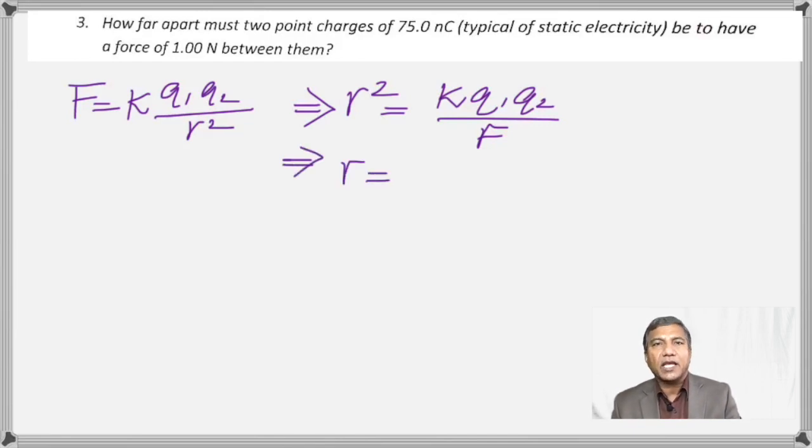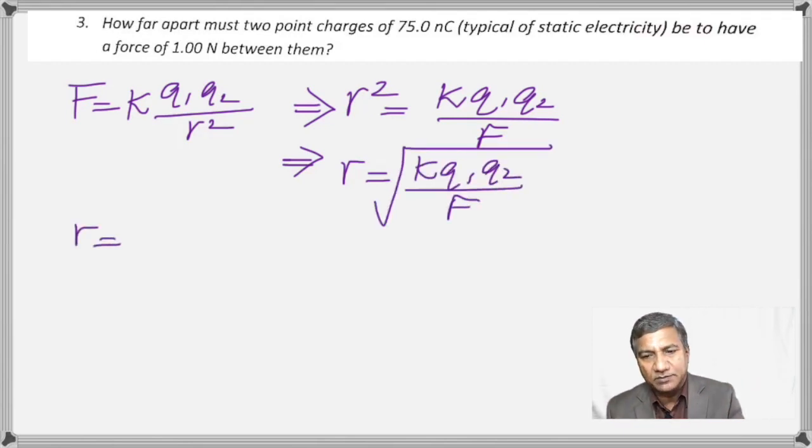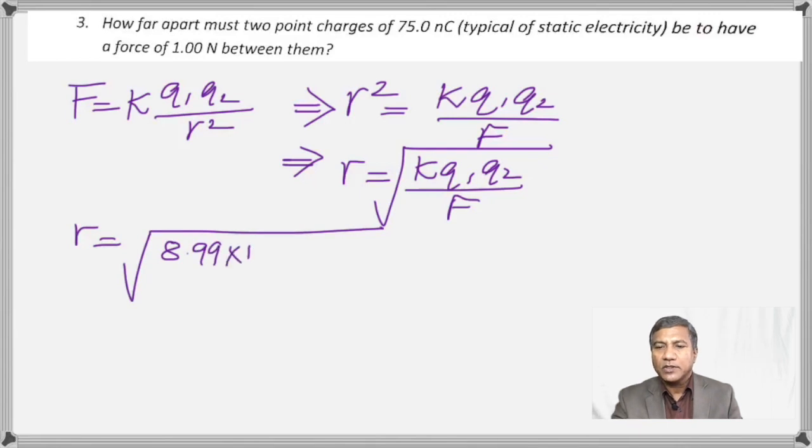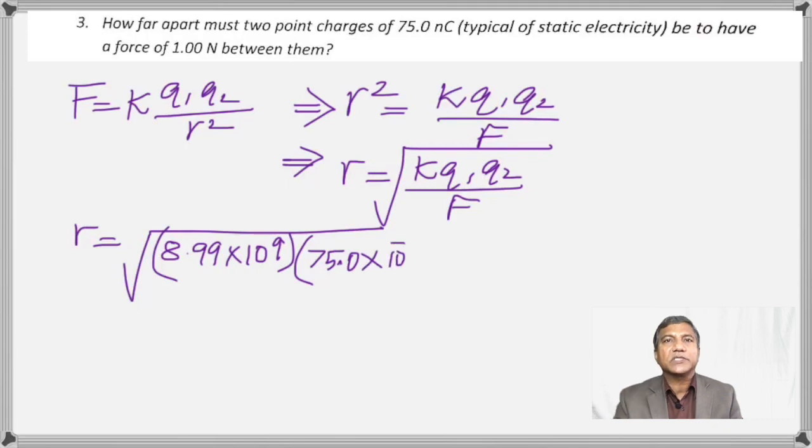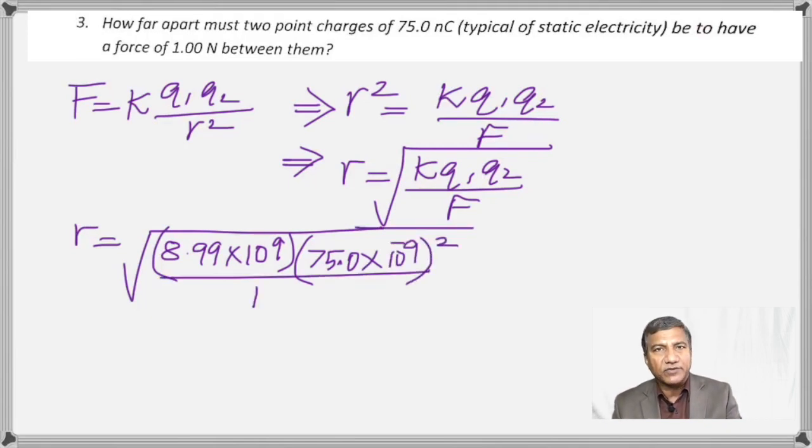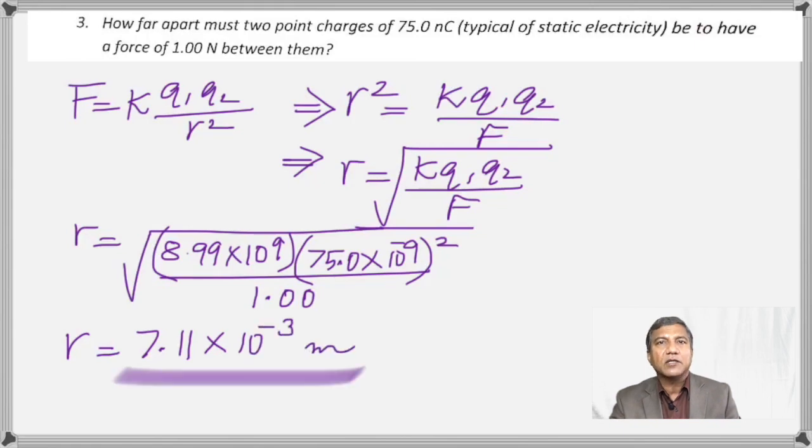Okay, so K is a constant in free space or air. It's 8.99 times 10 to the 9. And then each one of the charges is 75 nanocoulomb, which is 75 times 10 to the negative 9. So you got to square it because there is Q1 times Q2, and then divide it by the force, which is 1. And when you calculate that, you get the radius, or the distance in this case, to be 7.11 times 10 to the negative 3 meter.